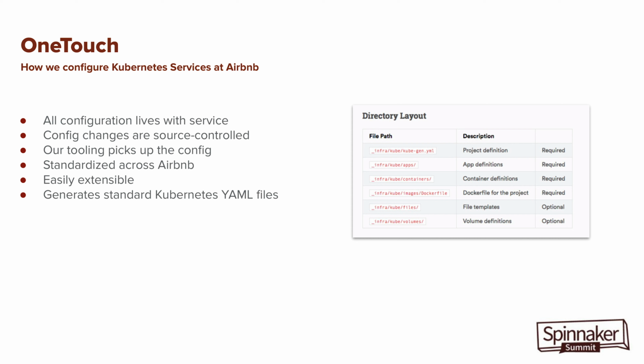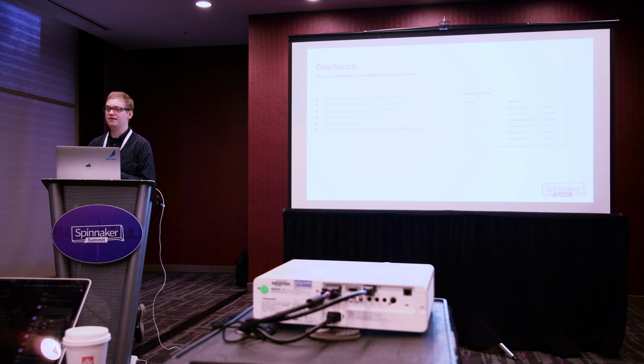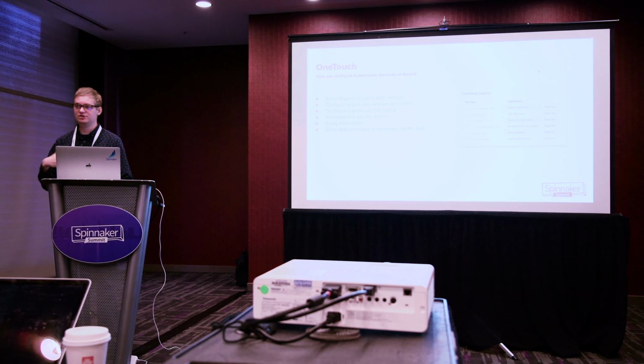So product developers at Airbnb don't actually need to know how to set up a replica set, a deployment, stateful set, all of these Kubernetes constructs. They can basically write a higher level YAML file that will then generate all of the Kubernetes infrastructure for them. And so OneTouch is not only a framework, it's also a philosophy at Airbnb. Every service starts with an underscore infra folder at the root. And in that underscore infra folder, we will commit all of the configuration for your service.